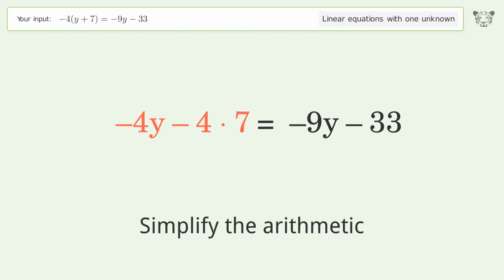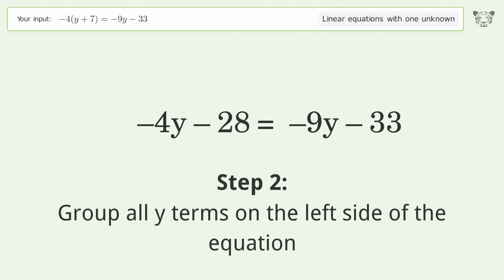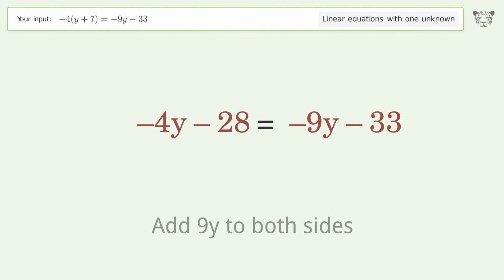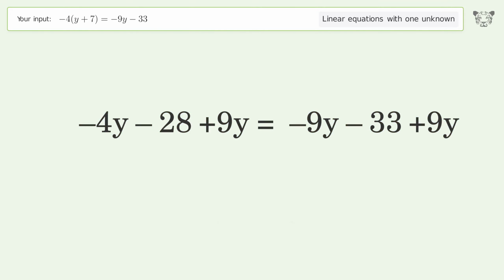Simplify the arithmetic. Group all y terms on the left side of the equation. Add 9y to both sides. Group like terms.